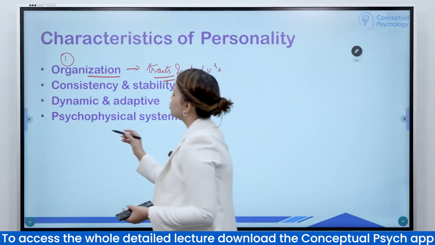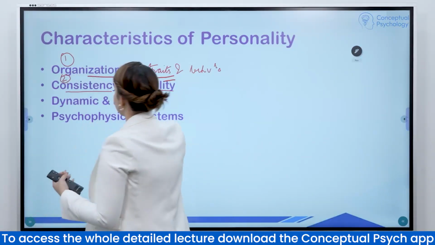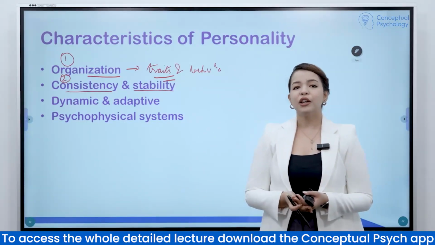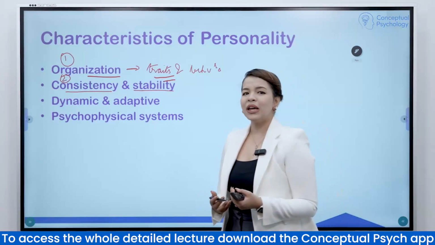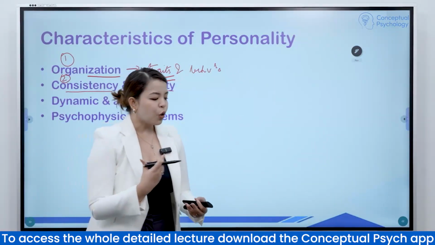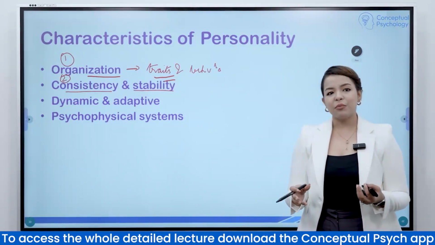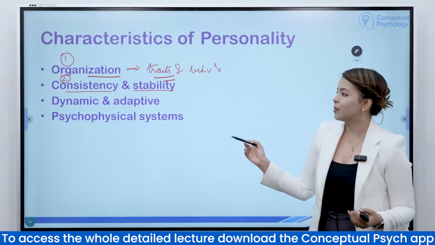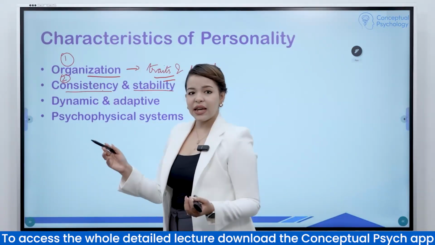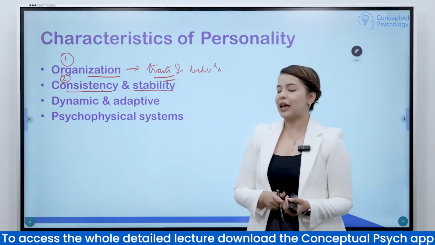Okay, number two is that our personality is consistent and there is an element of stability. Now what do we mean by that? So despite different situations, the core traits that we exhibit remain stable over a period of time. That is why I say that personality is consistent as well as relatively stable over a period of time.